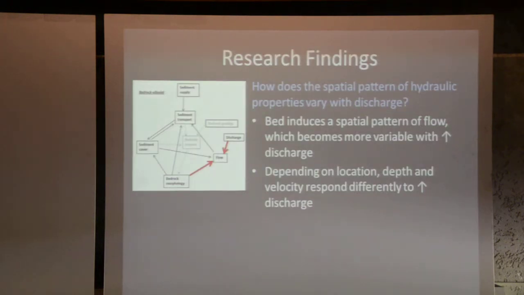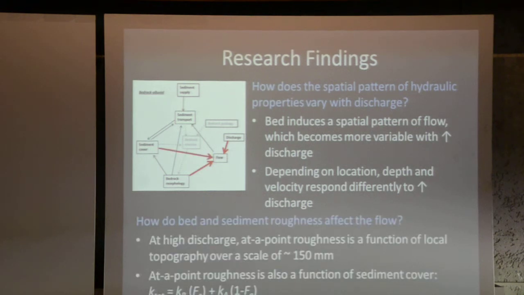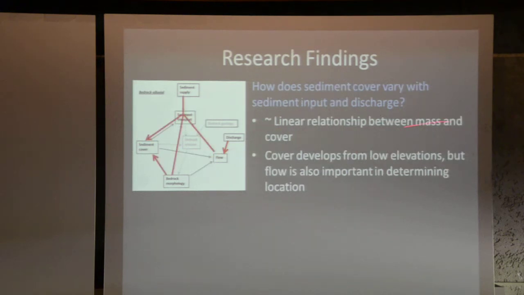Okay, so just going through conclusions quickly. Basically, the bed induces a spatial pattern of flow, which comes from variable discharge. And the depth and velocity seem to respond differently depending on location. At a point discharge, it looks like a topographic scale of about 150 millimeters may be appropriate, but it's quite uncertain. But actually, maybe this approach is not unreasonable at a point scale. In terms of sediment cover, again, a linear relationship to a first approximation may not be unreasonable. It does seem to develop from low elevations, but clearly flow is also important.